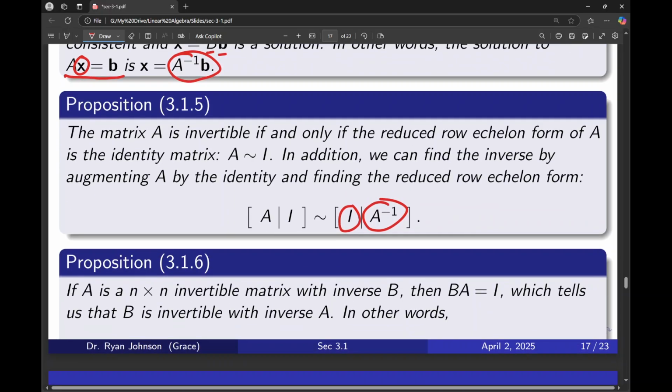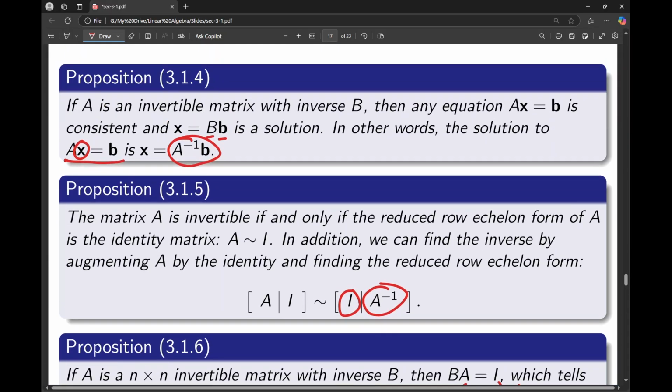Then proposition 316: if A is an n by n invertible matrix with inverse B, then BA equals I, which tells us that B is invertible with inverse A. And then, hold on. Yes, the last line got cut off. The last line there is A inverse inverse equals A. So that's proposition 316.